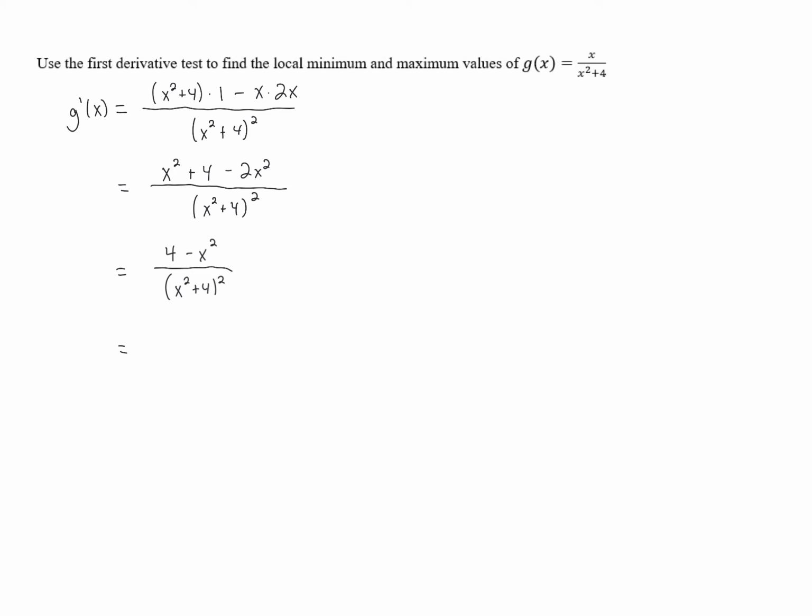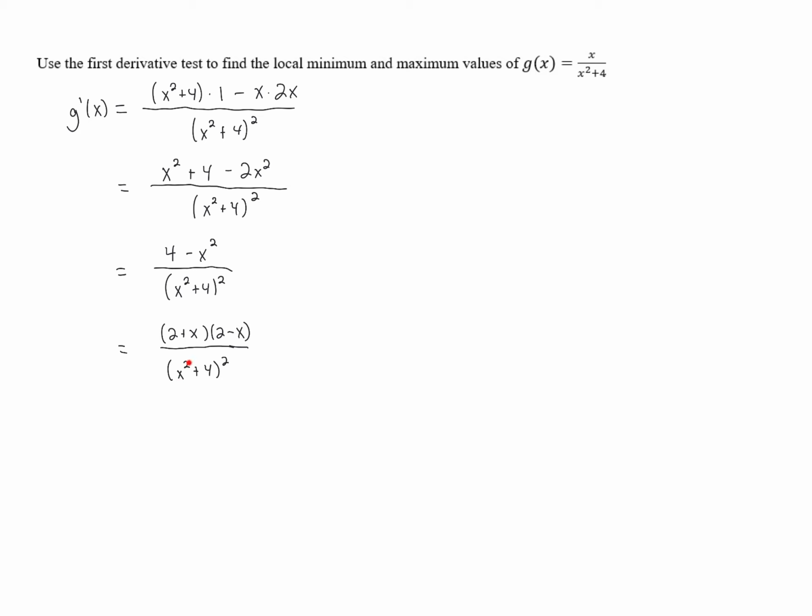We can actually factor the numerator. We've got a difference of 2 squares up there. So this becomes 2 plus x times 2 minus x. And we need to know when this derivative is undefined or equal to 0, because that's where our critical numbers are going to occur. Now, it would be undefined if the denominator was ever equal to 0, but this is never going to be equal to 0.